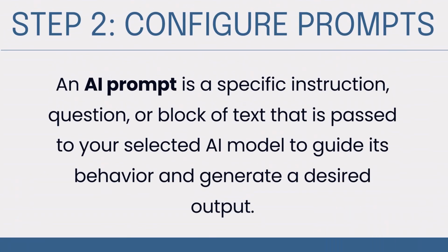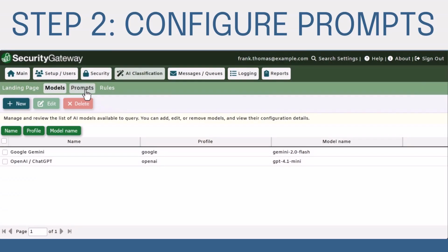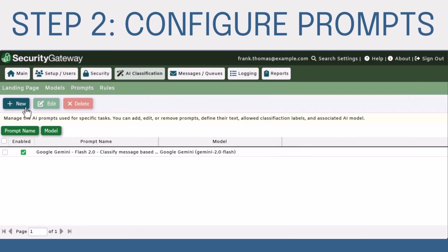An AI prompt is a specific instruction, question, or block of text that is passed to your selected AI model to guide its behavior and generate a desired output. In other words, it's essentially a way to communicate with the AI service and tell it what you want it to do. Click on the Prompts menu, then click on the button to create your new prompt.